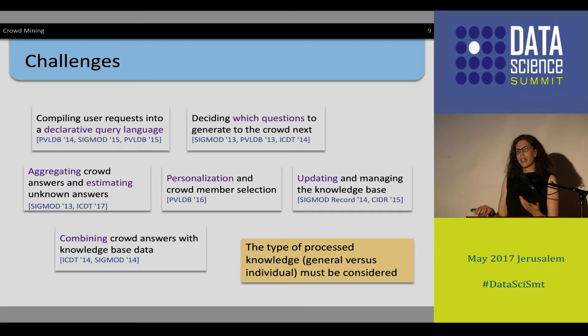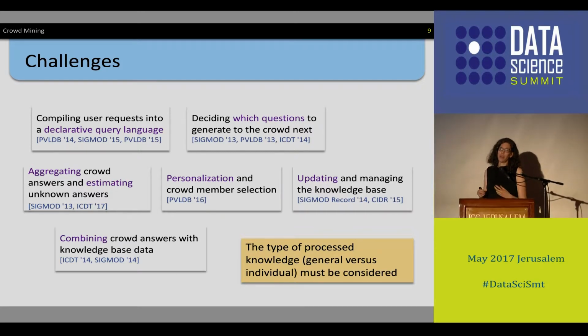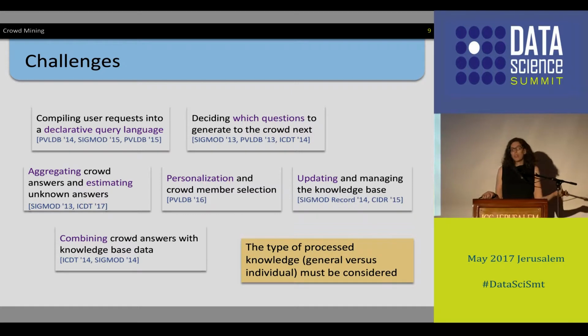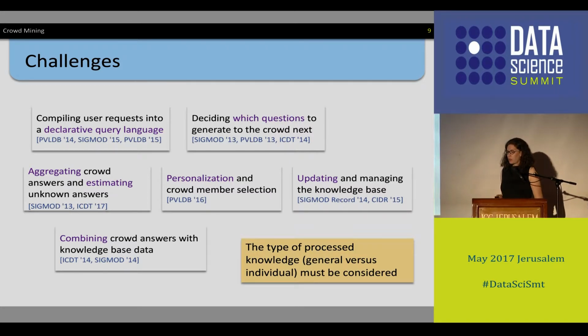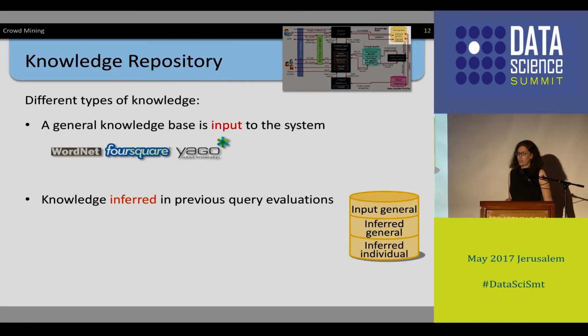And also take care of other aspects of the problem, for instance, personalization, how we're going to find answers from users that are more relevant to the user who asked the question. Maybe Anne only wants to get answers from residents of New York City, or maybe just from people who have kids. Okay, so we're going to talk briefly about the different components of this system today.